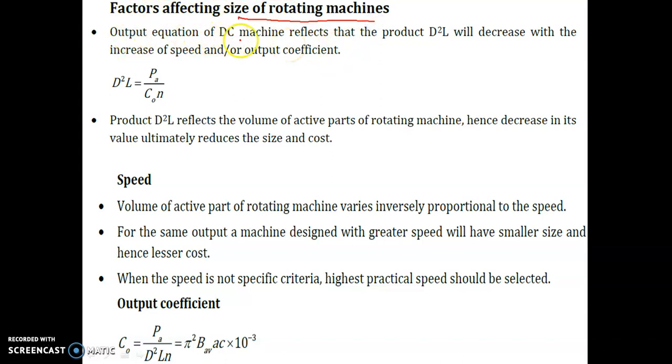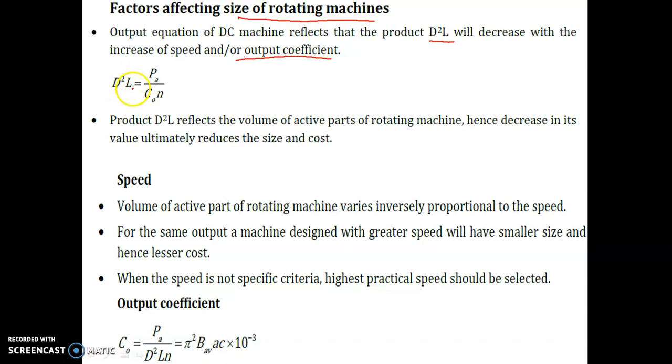The output equation of a DC machine reflects that the product d square L will decrease with increase of speed and/or output coefficient. This is a very important part: the output power of a DC machine reflects that the product d square L will decrease with increase of speed. Means if speed is high, this term will decrease.